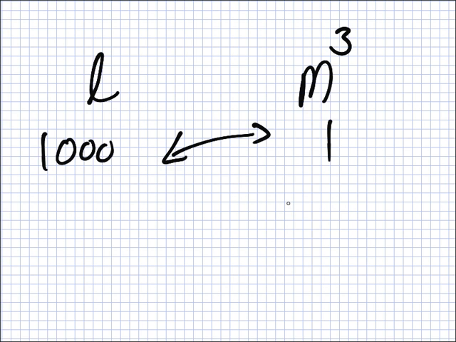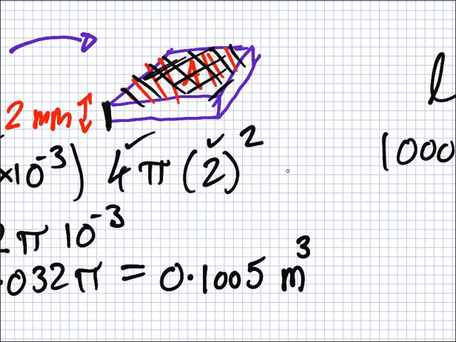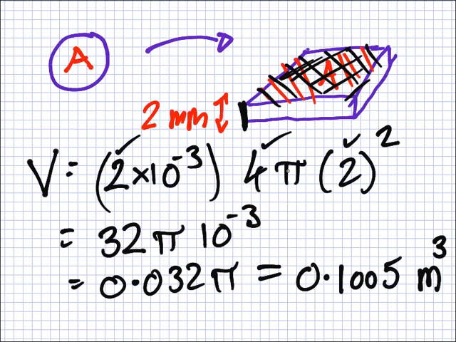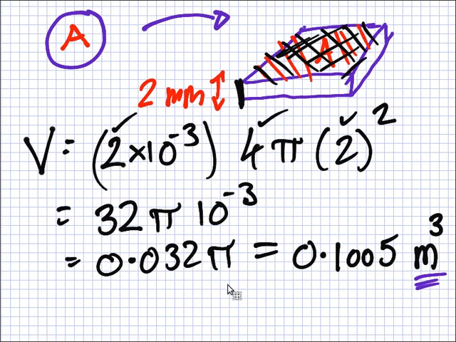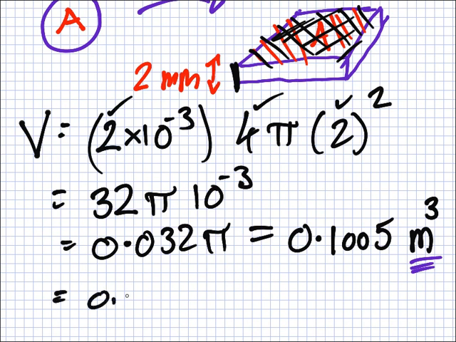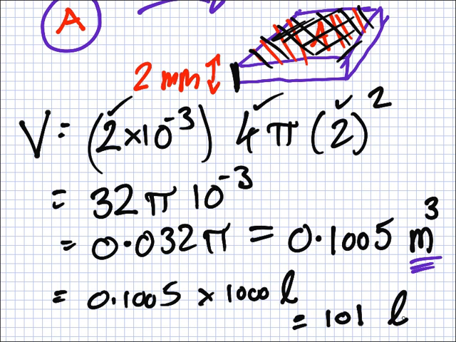So if we go back here, how big is a meter cubed? How many liters? 1,000. So this will be 0.1005 times 1,000 liters, which is going to be 101 if you round it. Liters. That's how much paint we need. But we're not finished, are we?